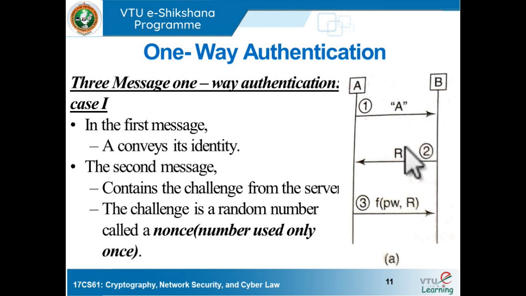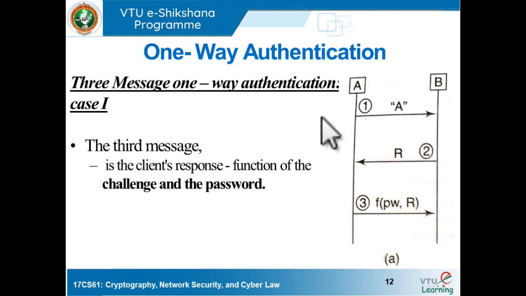This challenge is a random number which is selected by the server and sent back to the client. This random number selected by the server is also known as a nonce. A nonce is a number that is used only once. Now, what is the next thing that happens? The client has to respond back to the server. It will take that nonce sent by the server along with the password, apply a function f over it, and then send it to the server. This is a 3-message one-way authentication technique.